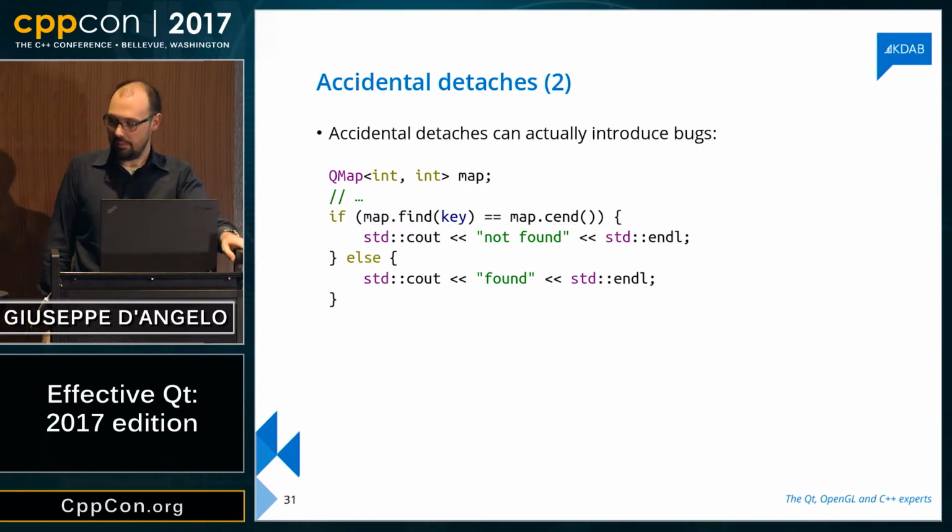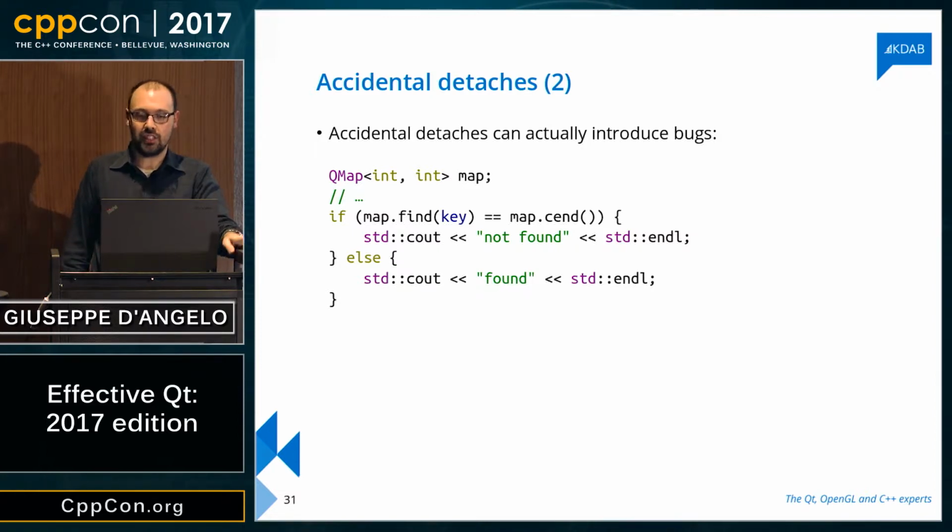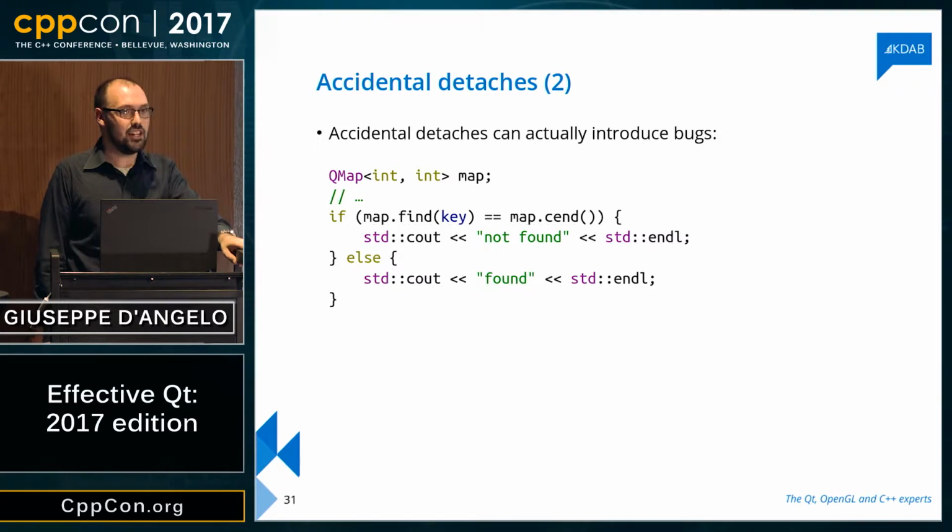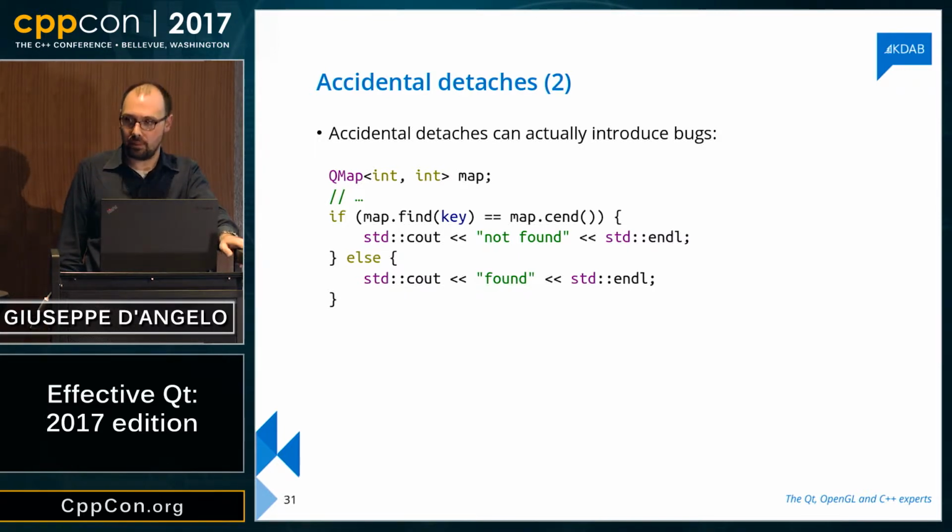Right? And if this was a standard map, you would be absolutely correct. But this is not a standard map, this is a QMap. So what could go wrong here? The thing that could go wrong here is that cend returns a const iterator, so it does not modify the map. What happens if the map is shared? Find is going to return a non-const iterator. So in order to do that, it might need to detach the map and deep copy it.